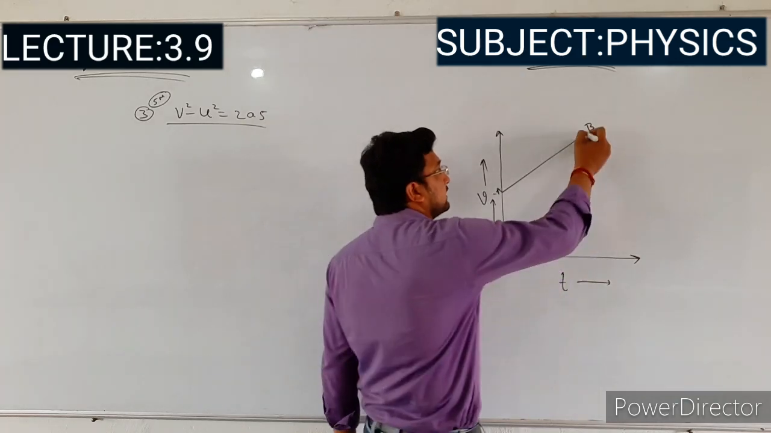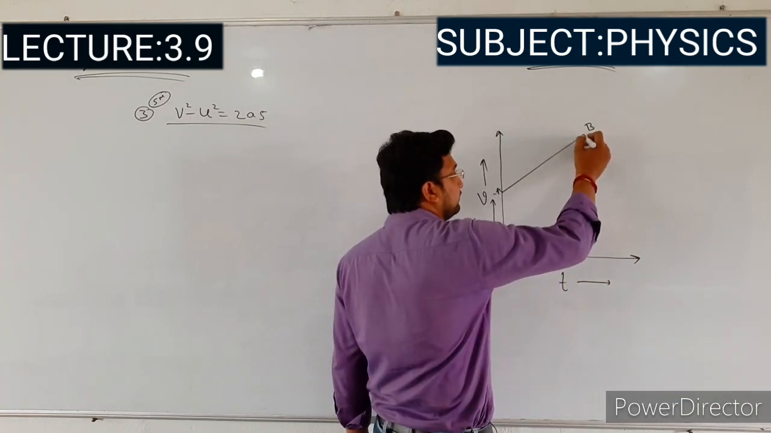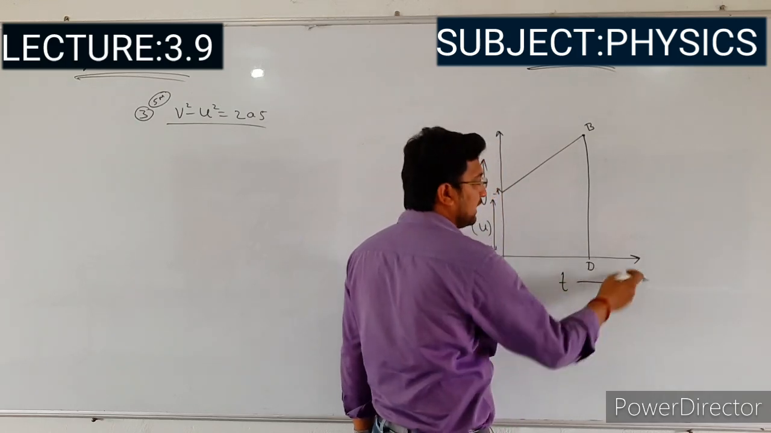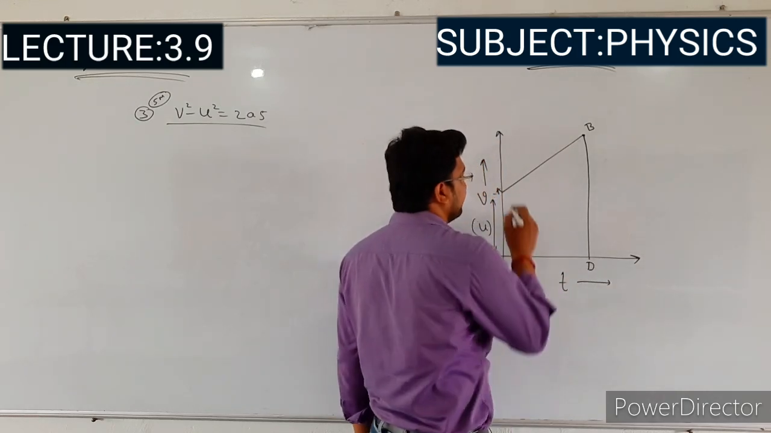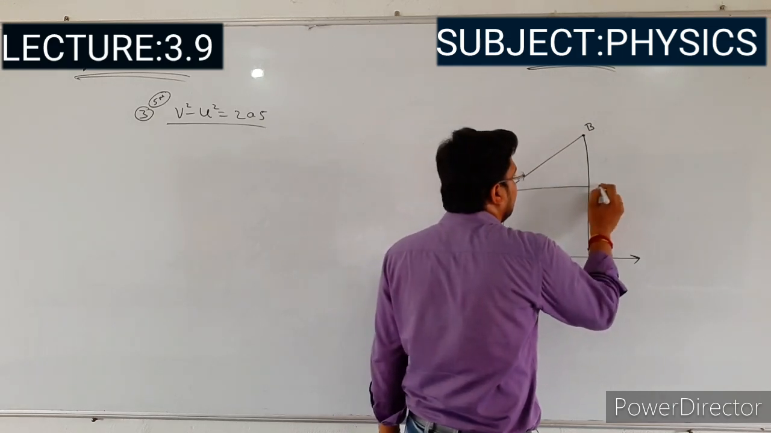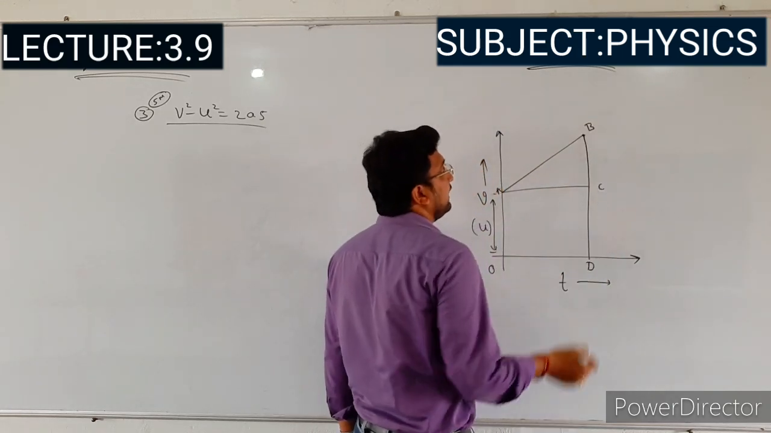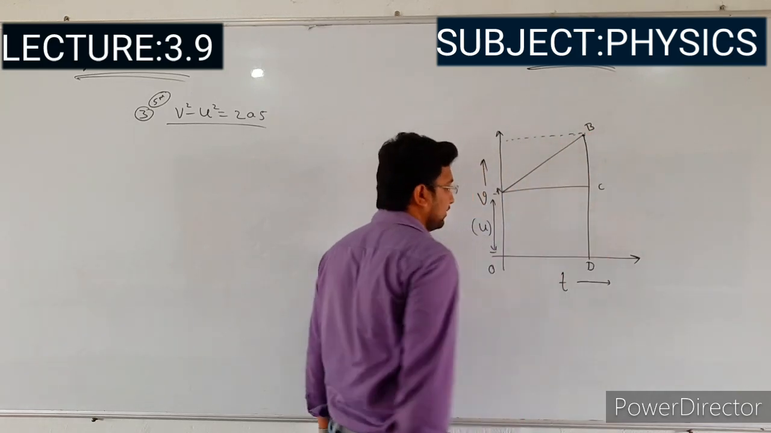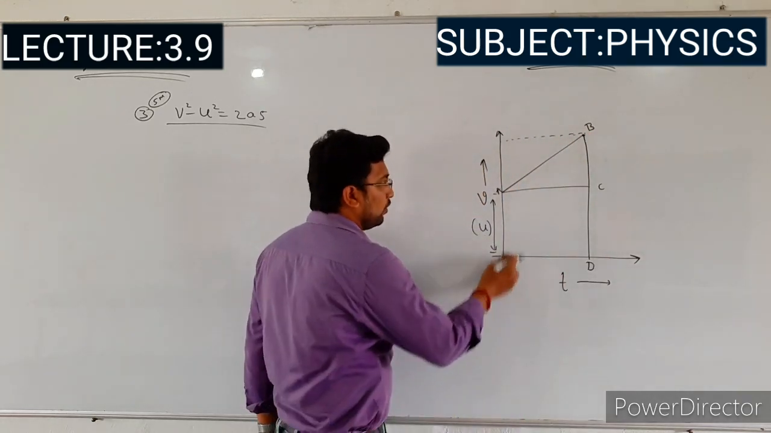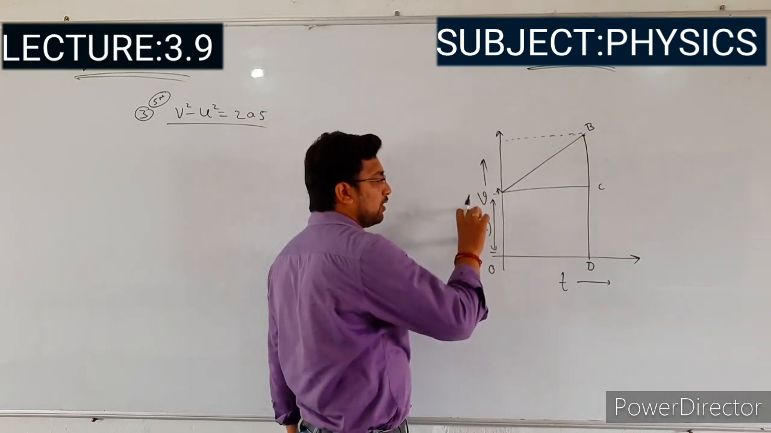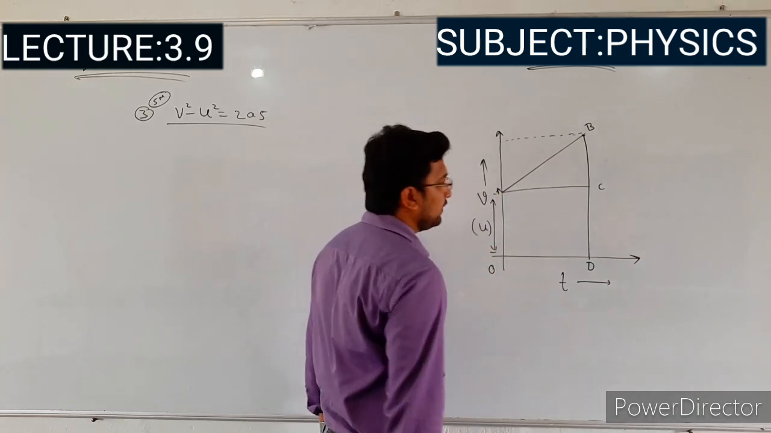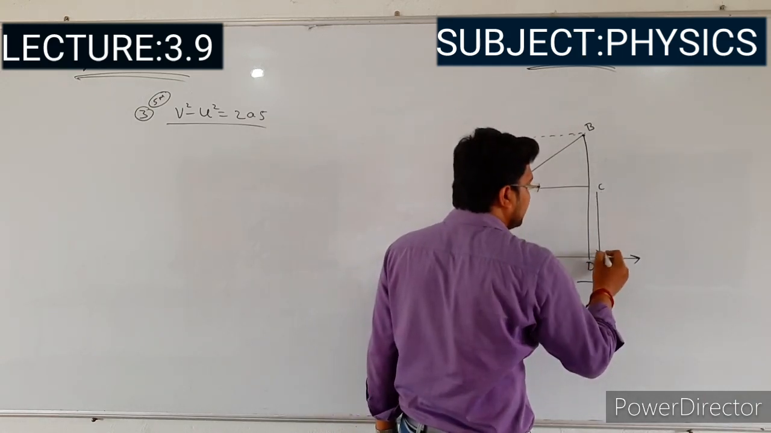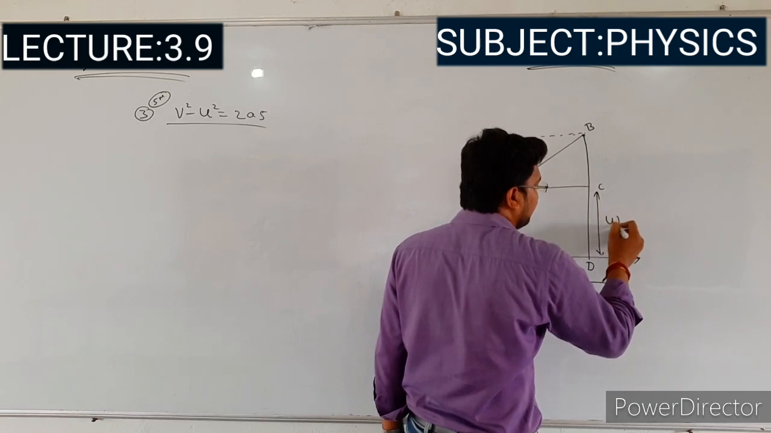Okay, see here. So in this case we are joining this point, right? So this is BD. It is perpendicular to the x-axis and AC, it is perpendicular to the BD. After that join this point. Okay, see here. So in this case, OA indicates that the initial velocity of an object that is u, right? So this is OA is parallel to the CD. So then value of this CD is also same, that is u, right?